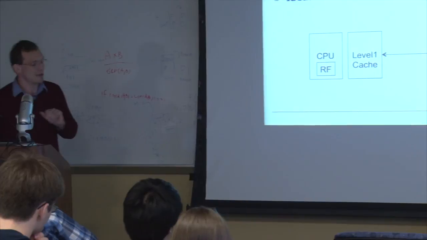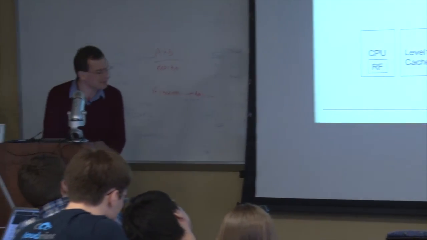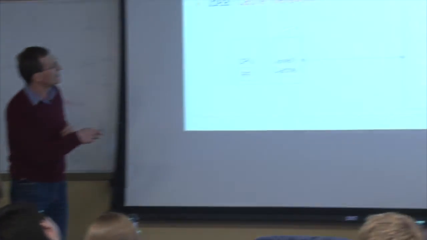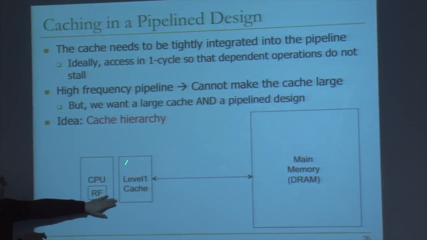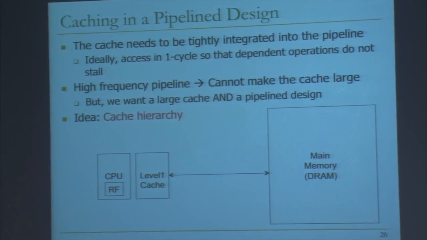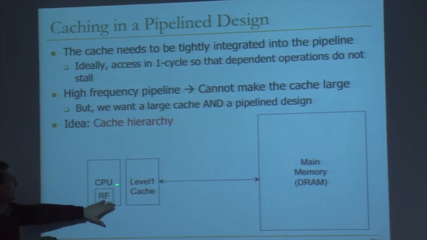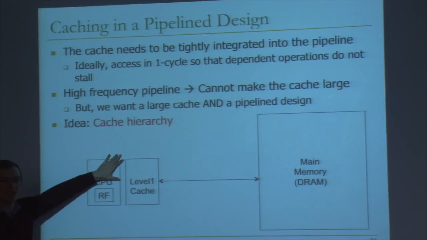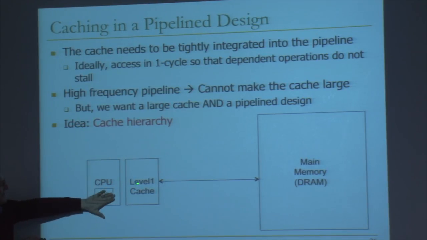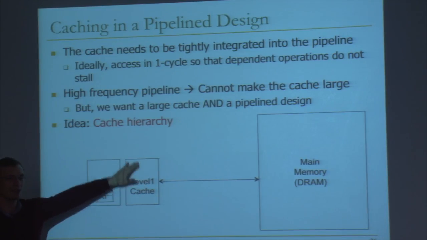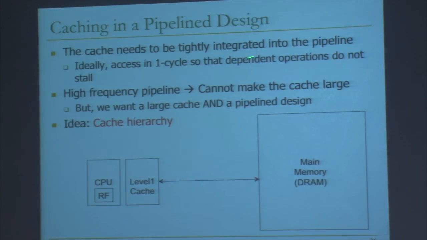Okay. So I promised that I will tell you about the L1 cache itself, right? We've talked about the different levels of cache, but the L1 cache is a special place in the memory hierarchy, because this cache needs to be tightly integrated into the pipeline. Main memory doesn't need to be tightly integrated into the pipeline. The pipeline itself, you remember the data cache stage that you designed in your pipeline? That needs to get the data very quickly such that the pipeline can move. If it takes 200 cycles to get the data, well, too bad, your pipeline doesn't move. Right? So ideally, you would like to access the L1 cache in one cycle so that dependent operations do not stall. If you want to design a high-frequency pipeline, you cannot make this cache large.